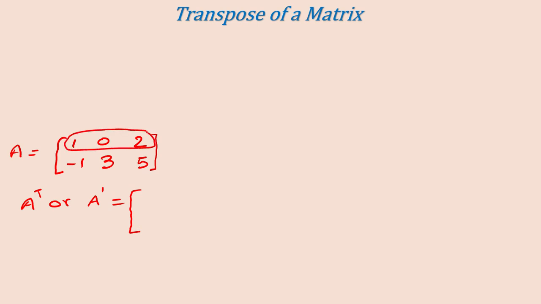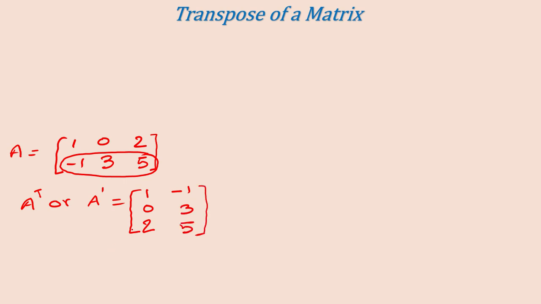Suppose we have this matrix 1, 0, 2, -1, 3 and 5. Now if you want to find the transpose, it is denoted by A transpose, or you can write A dash. What will you do for this? See, this is the first row. So the first row will be converted into the first column. So 1, 0, 2 will now be the first column. And I will do the same with the second row also. So the second row will be converted to the second column. So it will be -1, 3 and 5.